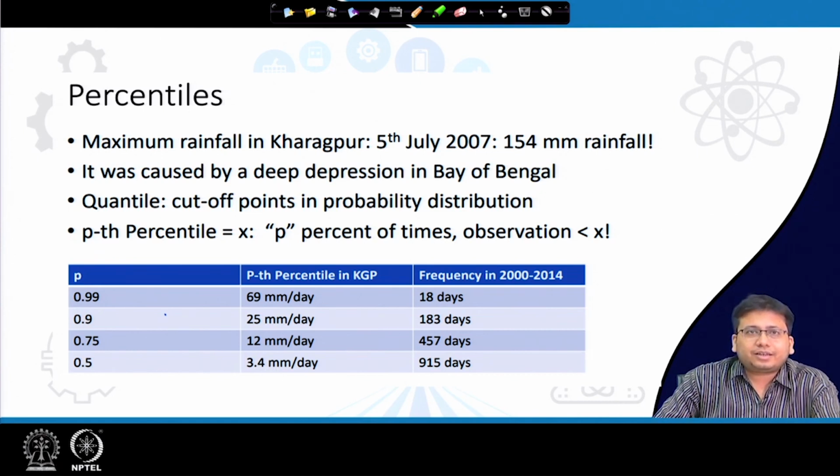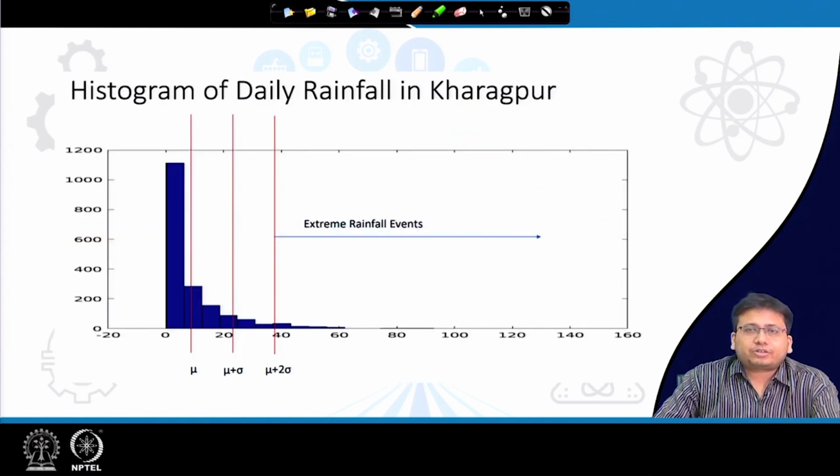The interesting thing to note here is that the median rainfall is 3.44 millimeters, while the mean rainfall we had earlier seen is much larger, it is 9.13 millimeters. That means what? That means it is a very skewed distribution. In case of Gaussian distribution, we know that the mean, median and mode, all of them coincide.